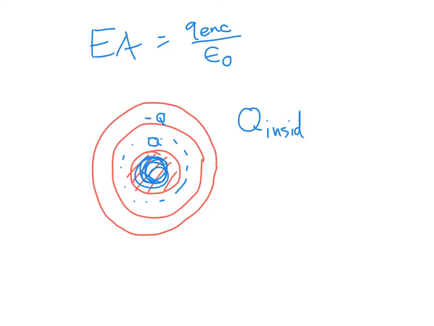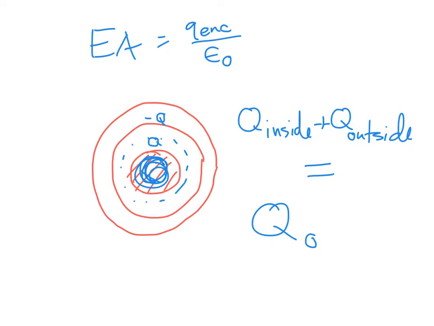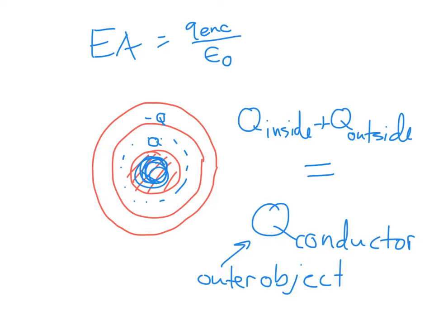So if you're looking at Q inside plus Q outside, they're going to equal the charge on the conductor, which, remember, the way I'm doing this, is always going to be the outer object. Now, we're going to have to apply these in specific circumstances, but these are a couple of rules that we can generalize.